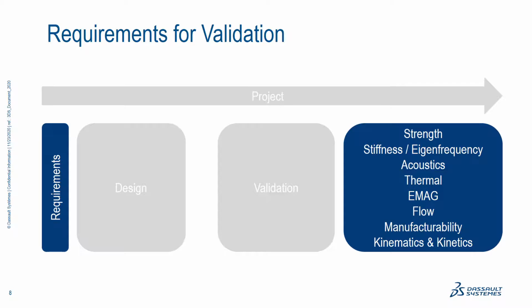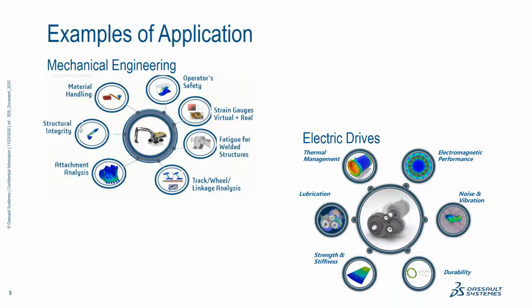I want to give you some examples of applications. So on the top left, we're having examples from mechanical engineering. There's a heavy-duty vehicle. So we are having structural requirements, like structural integrity, operator safety. So if the excavator would roll over, is the operator actually safe? We want to do cross checks with actual tests we're doing in the field to validate the simulation, etc., etc.